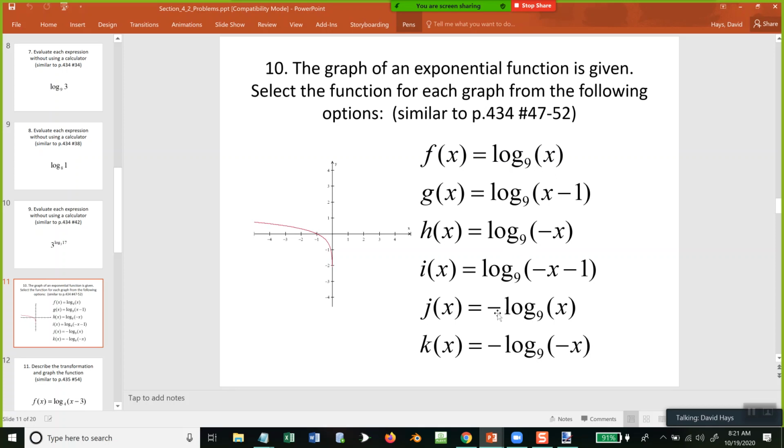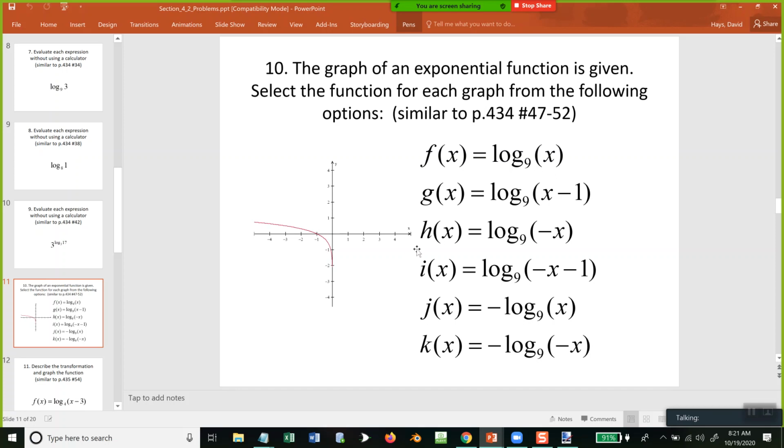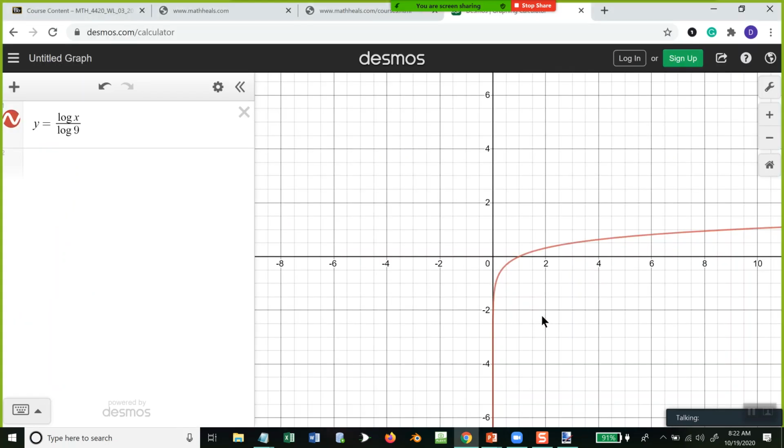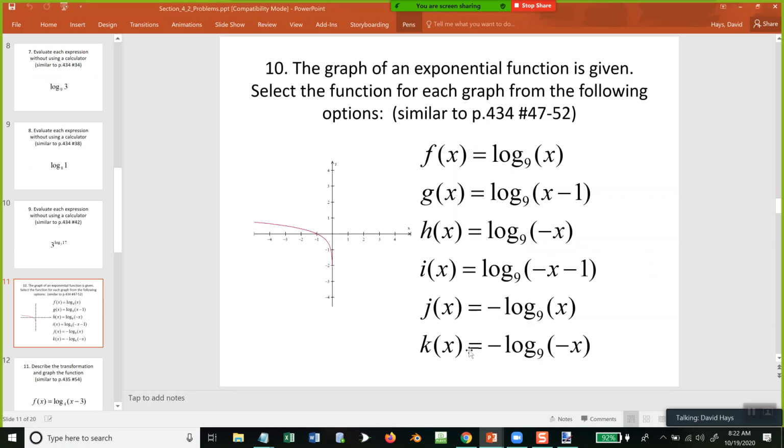Now these negatives in front of the log, that's j of x and k of x. When you have a negative in front of the log, that flips it, reflects it across the x-axis. If I look at my basic graph here, that does not look like it's been flipped or reflected across the x-axis. That's what it would look like reflected across the x-axis, and that definitely doesn't look like that. So it's not j of x, it's not k of x.